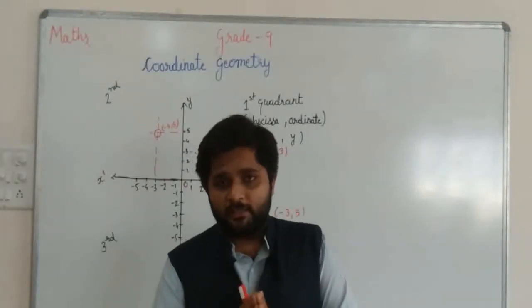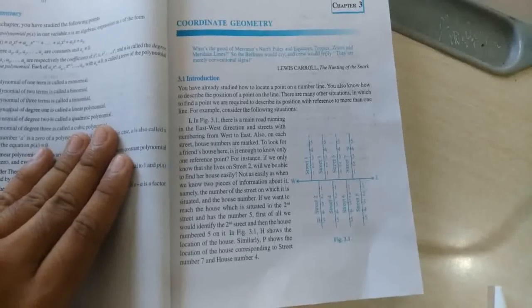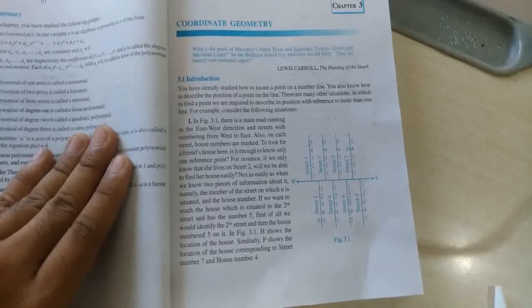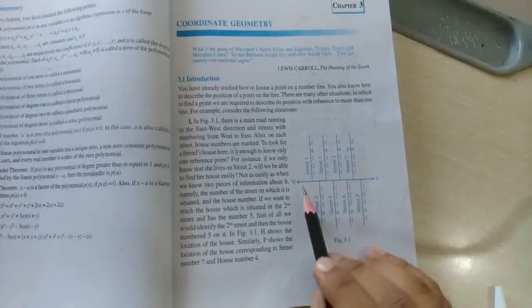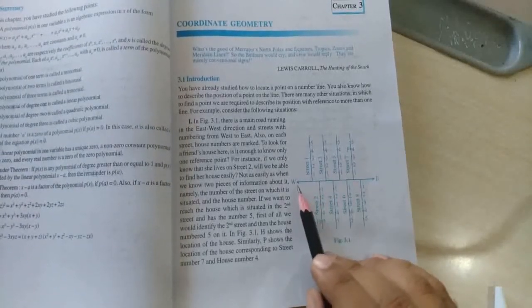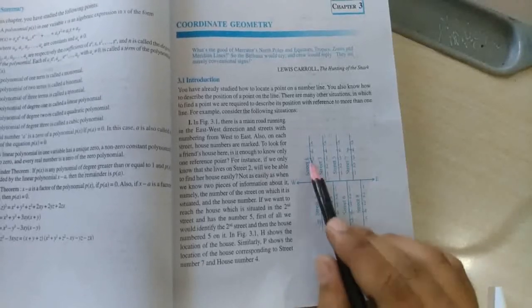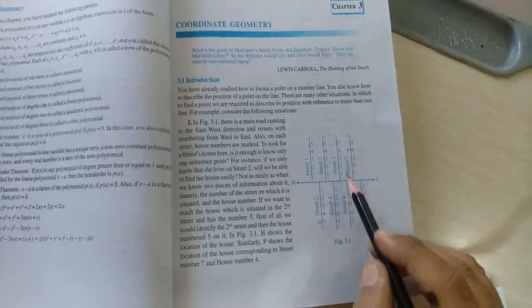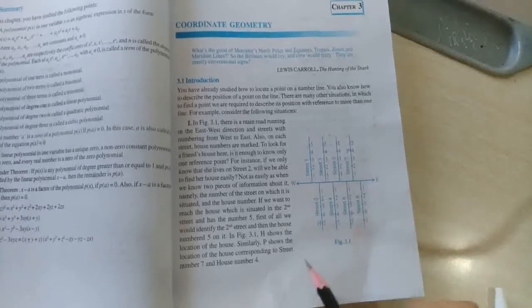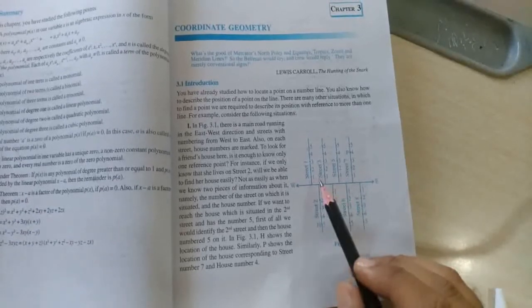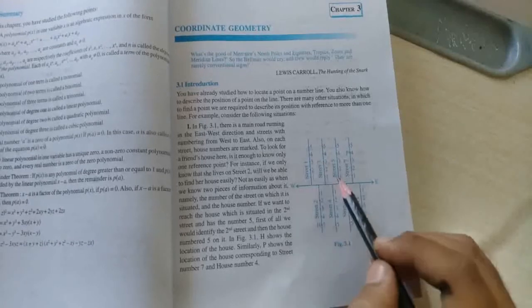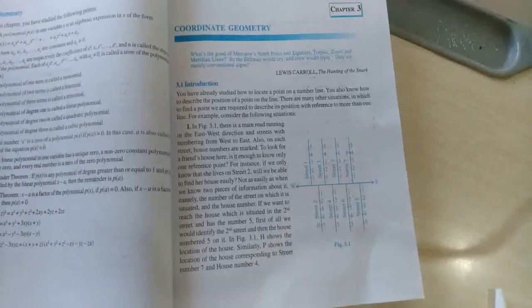Okay friends, thank you. So friends, let me see this chapter from the textbook, coordinate geometry. So in this, an introduction is given. In this, one main road is given. It is in the west-east direction, and from this main road sub streets are there. Street number 1, street 2, street 3, street 4, streets till street 8. And in all these streets house numbers are there, 1, 2, 3, 4, 5. In each street there are 5 houses.